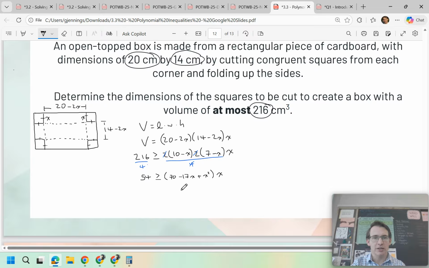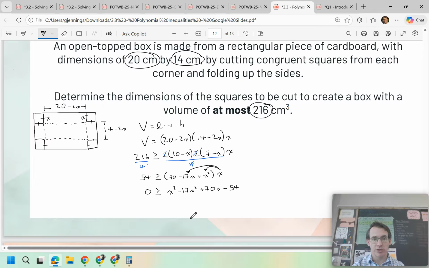multiplied by x. Okay, so now you guessed it, we're going to subtract 54 from both sides to get 0 is less than or equal to x cubed, writing in standard form because why wouldn't we? This one gives us an x cubed minus 17x squared, distributing this x in, plus 70x minus 54.